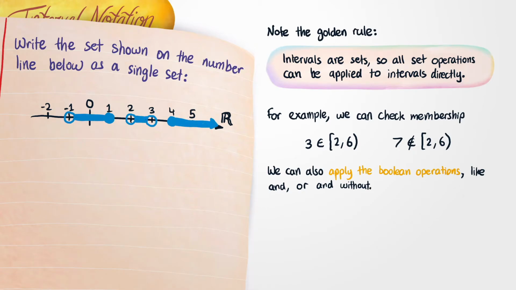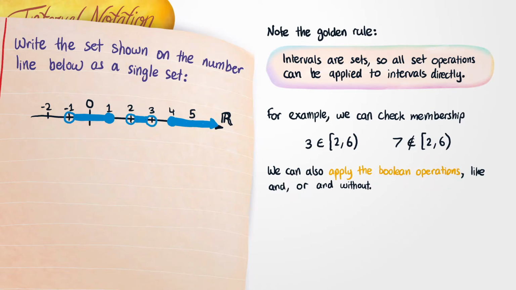Now in this first problem, I've drawn a real number line, and on it I've drawn 3 different intervals. What we would like to do is write this whole set as a single set. In order to actually write 3 different intervals as a single set, we're going to need to use these Boolean operations here. Specifically, we want to use this operation, which we called OR.